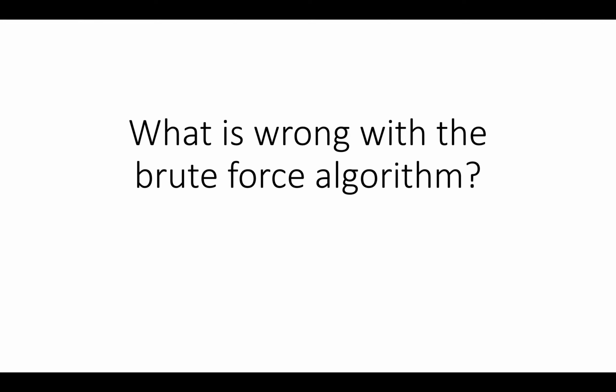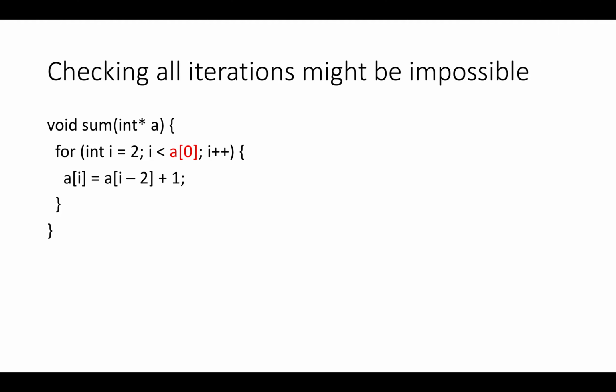So in the last video, we talked about a brute force algorithm that can be used to find initiation interval constraints by looking at possible overlap in reads and writes between any two iterations of a loop. So this time we're going to look at what's wrong with that brute force algorithm. Two things should come to mind immediately.